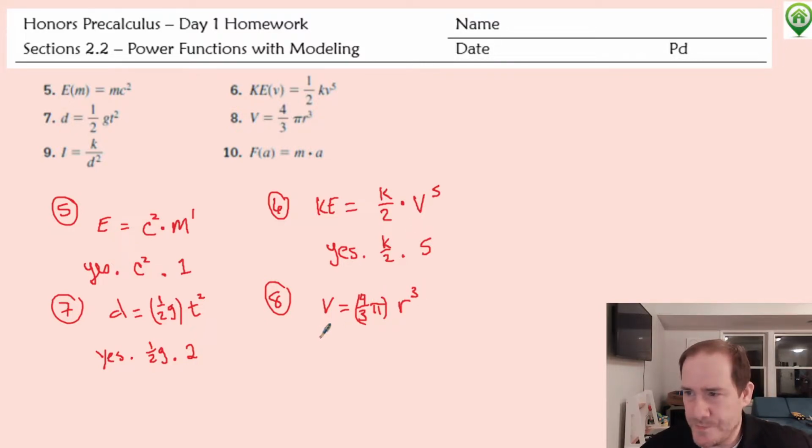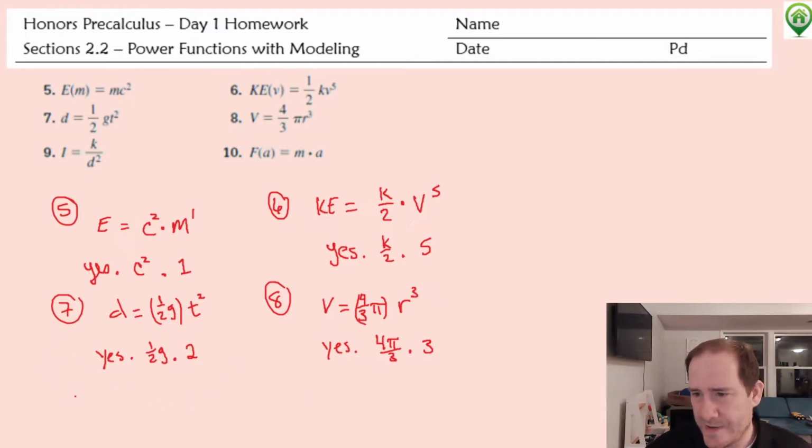It's getting cubed. So is this thing a power function? Yes. What's the constant of variation? 4/3 pi, or 4 pi over 3, however you want to put it. I like the sound of 4 pi over 3. And what's our power? Our power is 3, because we're cubing that variable.